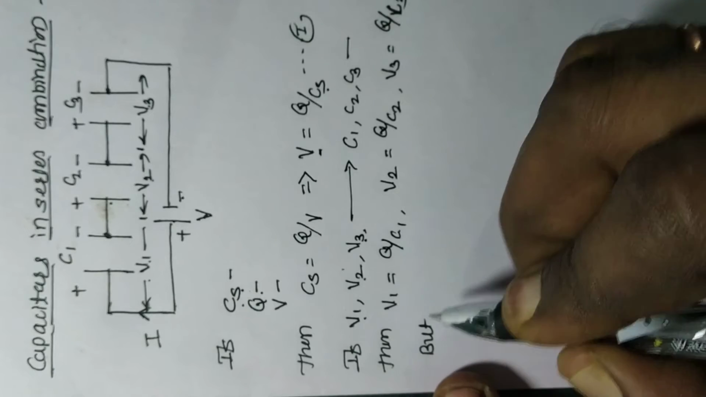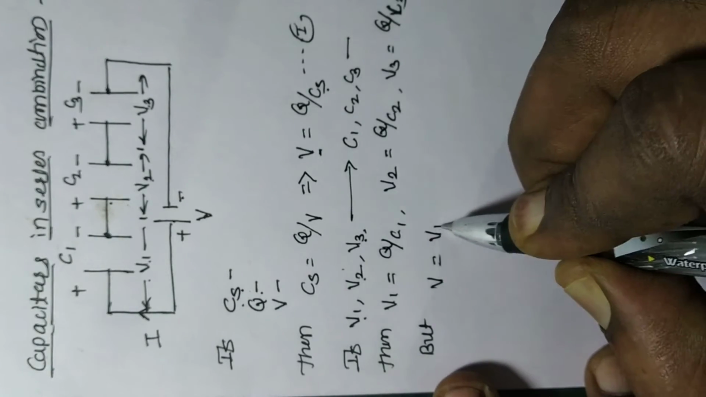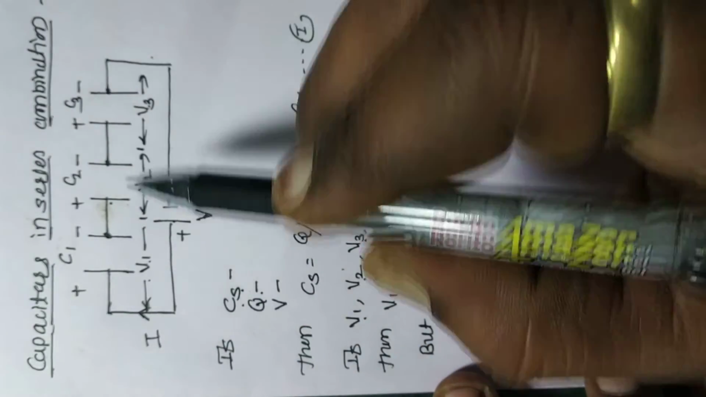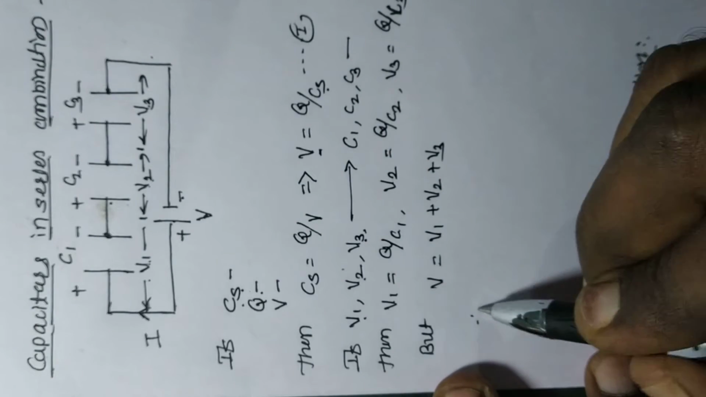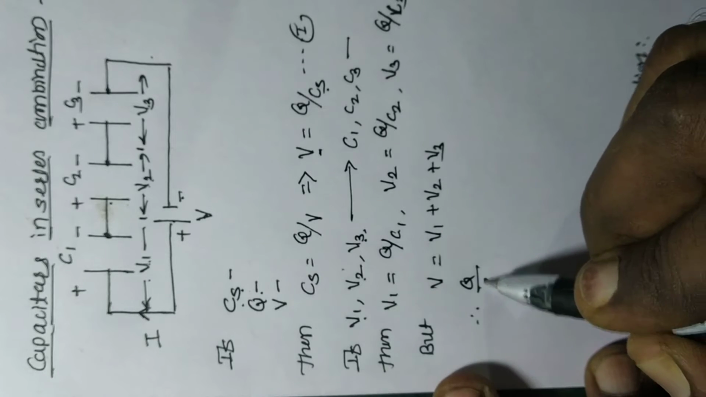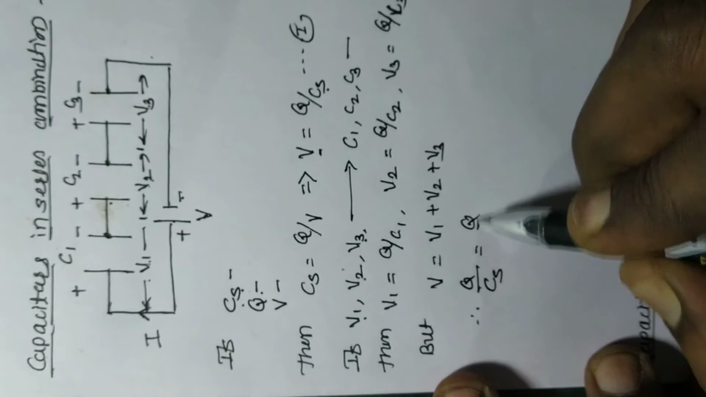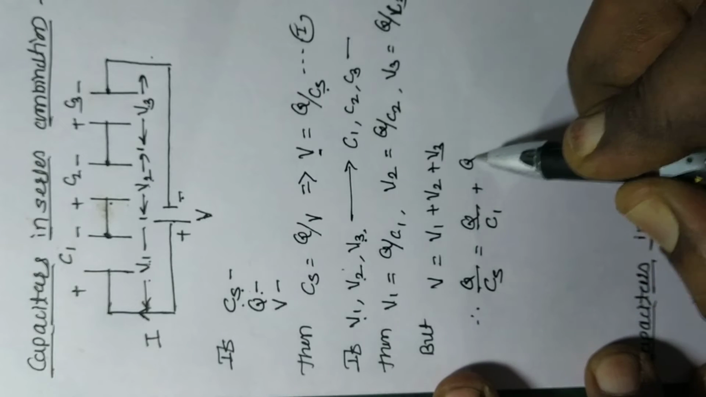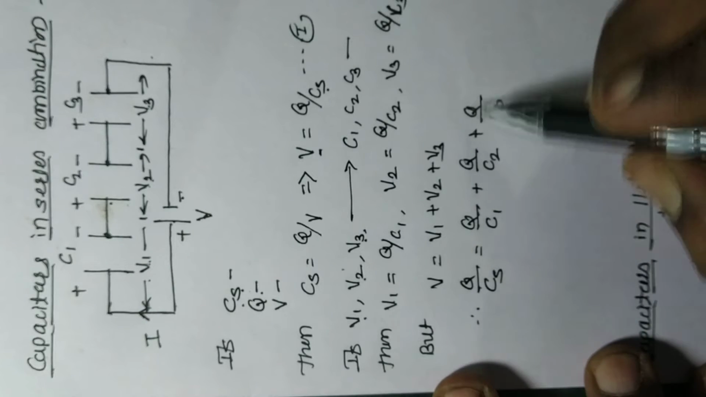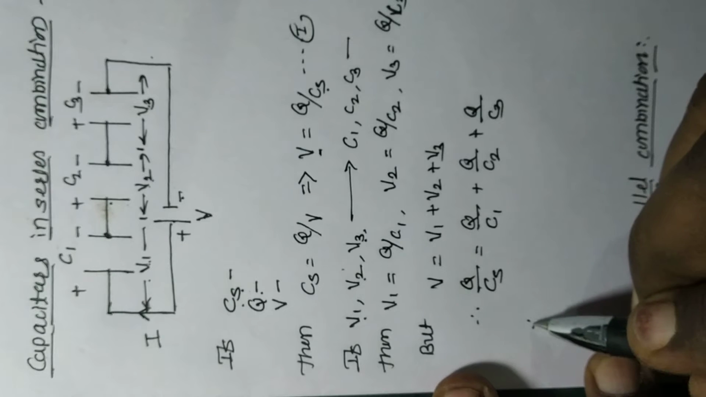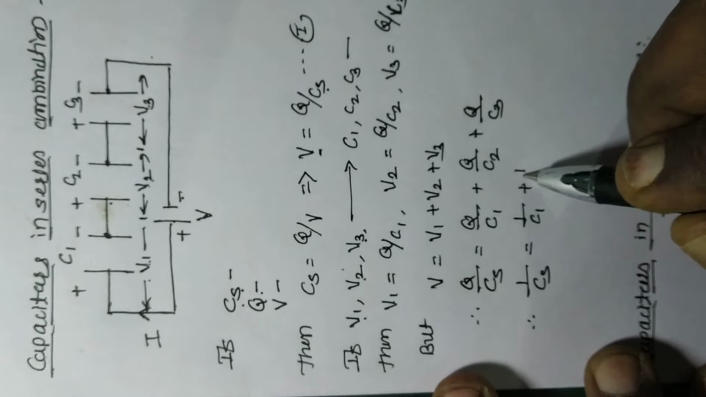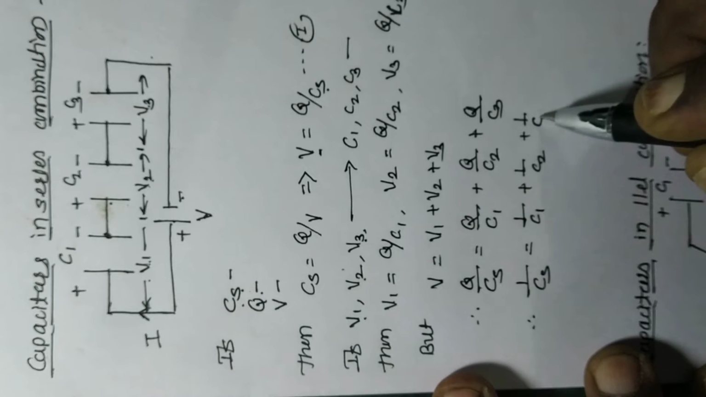But total potential Phi is equal to Phi1 plus Phi2 plus Phi3, and therefore Phi, that is Q divided by CS, is equal to Q divided by C1 plus Q divided by C2 plus Q divided by C3. Taking Q common, 1 divided by CS is equal to 1 divided by C1 plus 1 divided by C2 plus 1 divided by C3.